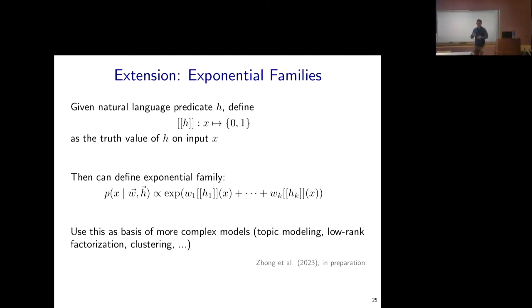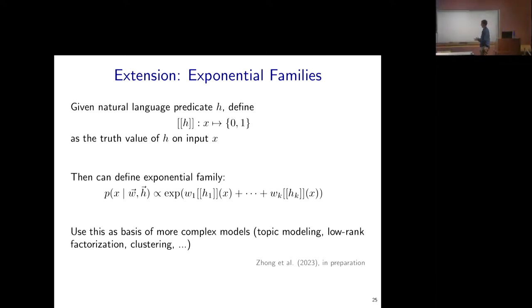And so we're not stuck with just having one feature, right? Most models have lots of features. So for instance, we could define an exponential family model where p of x given a vector w and a list of predicates h is proportional to e to the w1 times h1 of x and so on up through wk times hk of x, right? So this is basically a one-layer neural network, right?